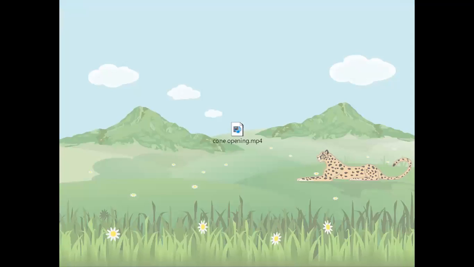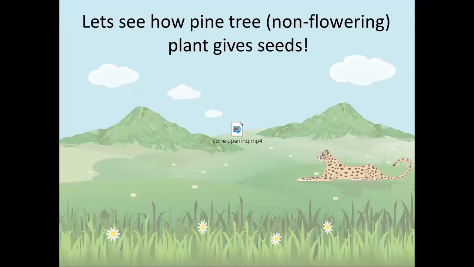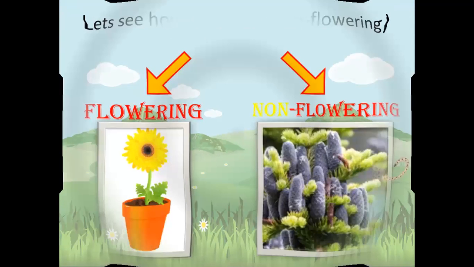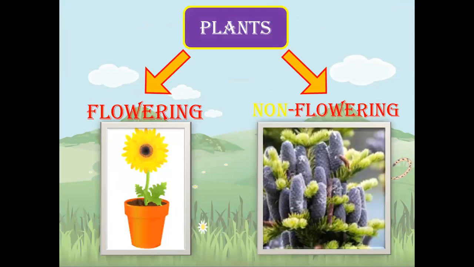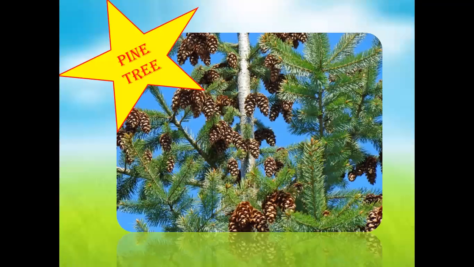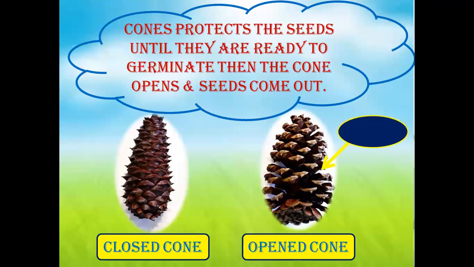And you can find this video on the presentation to see how the cone opened and seeds came out of it. So the non-flowering plants produce cones, while the flowering plants give flowers and fruits. This is a pine tree with cones, non-flowering tree with cones. We can find the seeds of the non-flowering tree inside the cones.